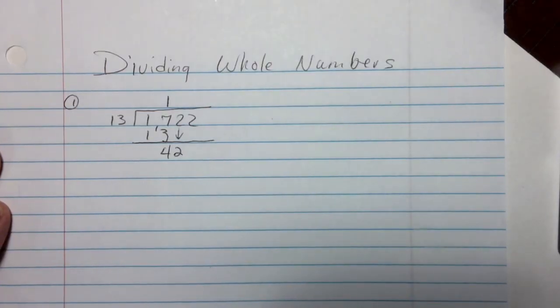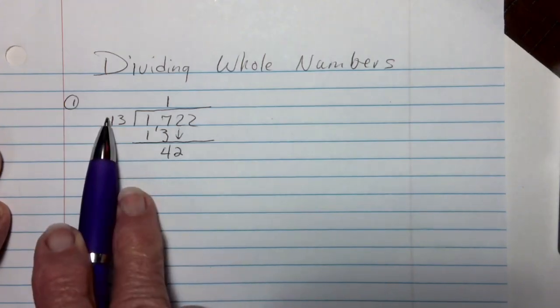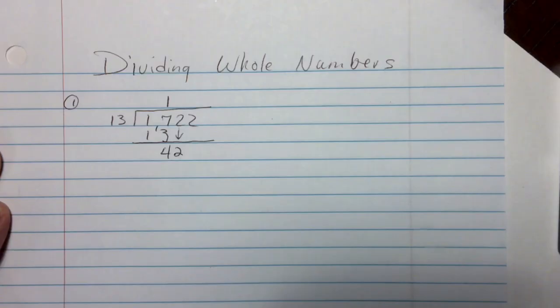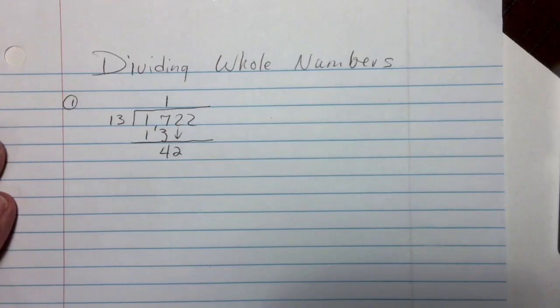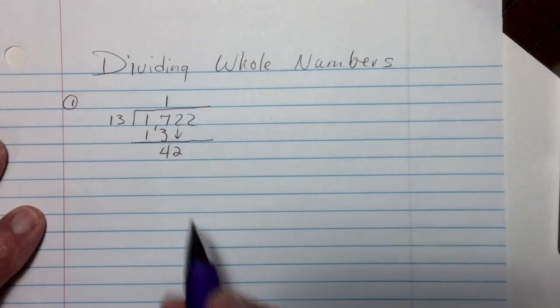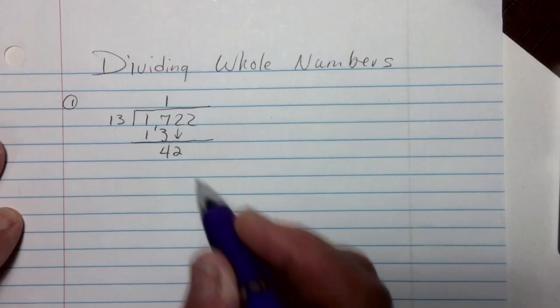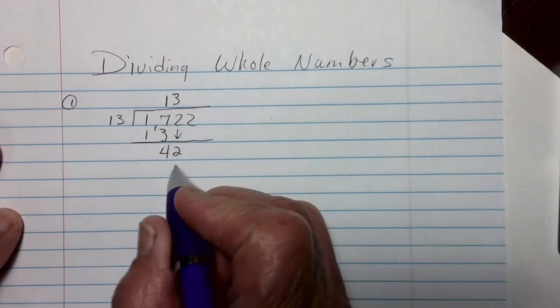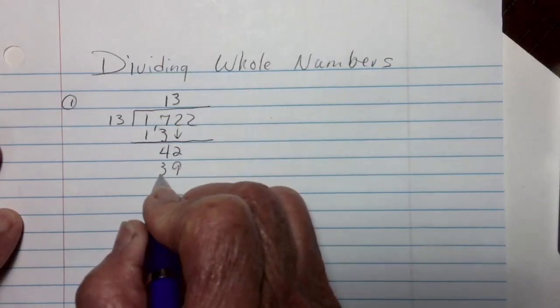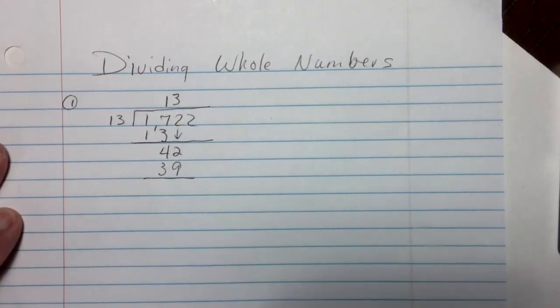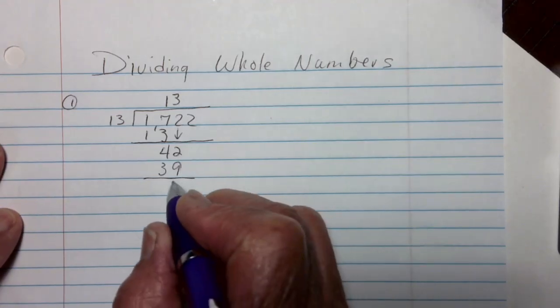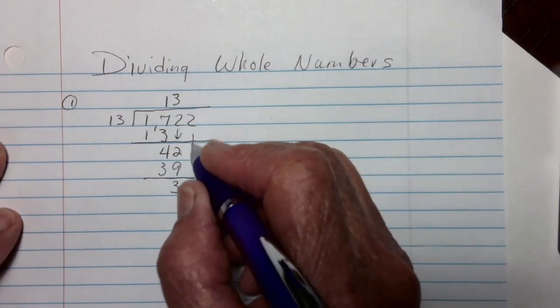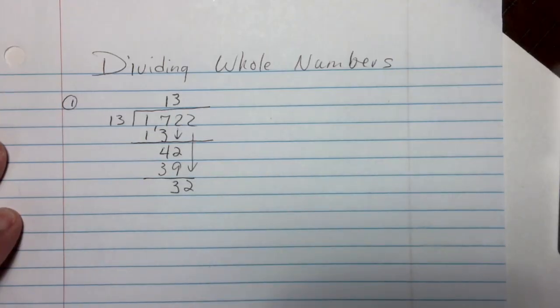Okay? Now then, I start all over again with this process. I need to know how many times 13 will go into 42. And I believe it's 3, because 3 times 13 is 39, and 39 is real close to 42. So if I've decided on the number 3, I put my 3 up there, and I say 3 times 3 is 9, and 3 times 1 is 3. Draw a line and subtract. Well, 42 minus 39 is 3. And I bring down the next and last digit, which is a 2.